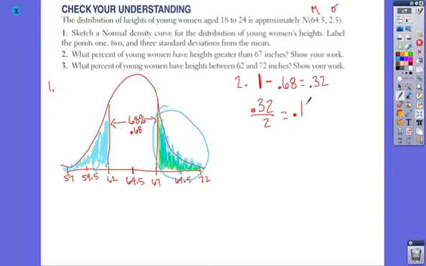And so that would be 0.16, which if I turned it into a percent would be 16%. So basically this part is 16% and this part would be 16%. The only one that we're worried about though is anything that's greater than 67. So your answer is 16%.